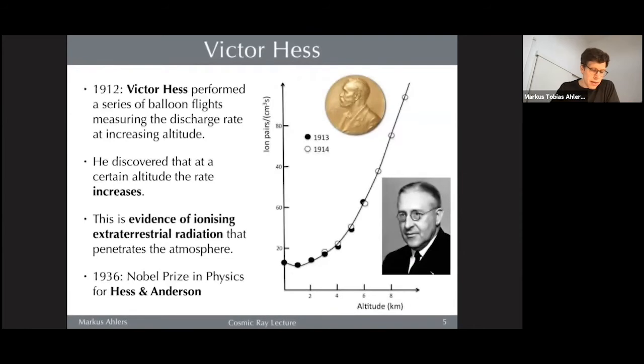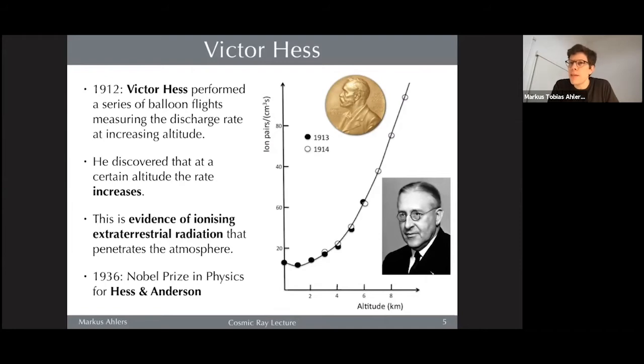Then in the 20th century, about 100 years ago, cosmic ray physics started with Victor Hess. Victor Hess was also interested in this effect of ionizing radiation, but it was not clear if this is really coming from earthbound sources or from other sources.